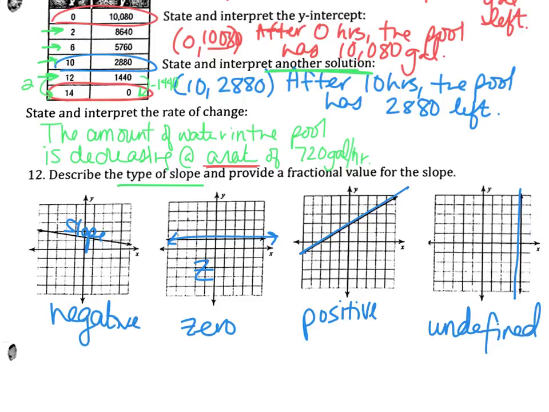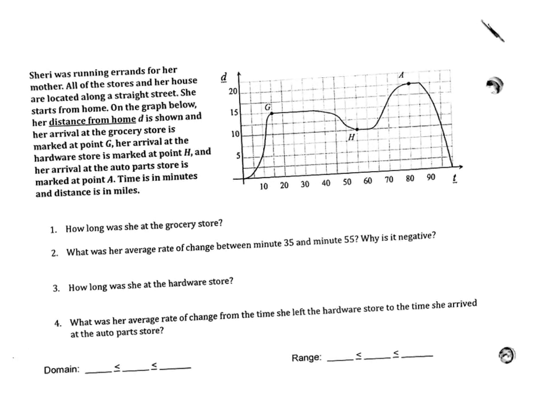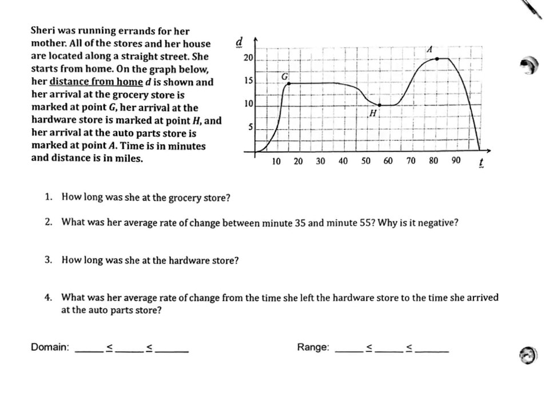All right, so those are your different types of slope. Last question, thank goodness. Am I right? All right. You can read how this problem works. So how long was she at the grocery store? This graph is actually marked with some given information, so we're just going to answer the different questions.